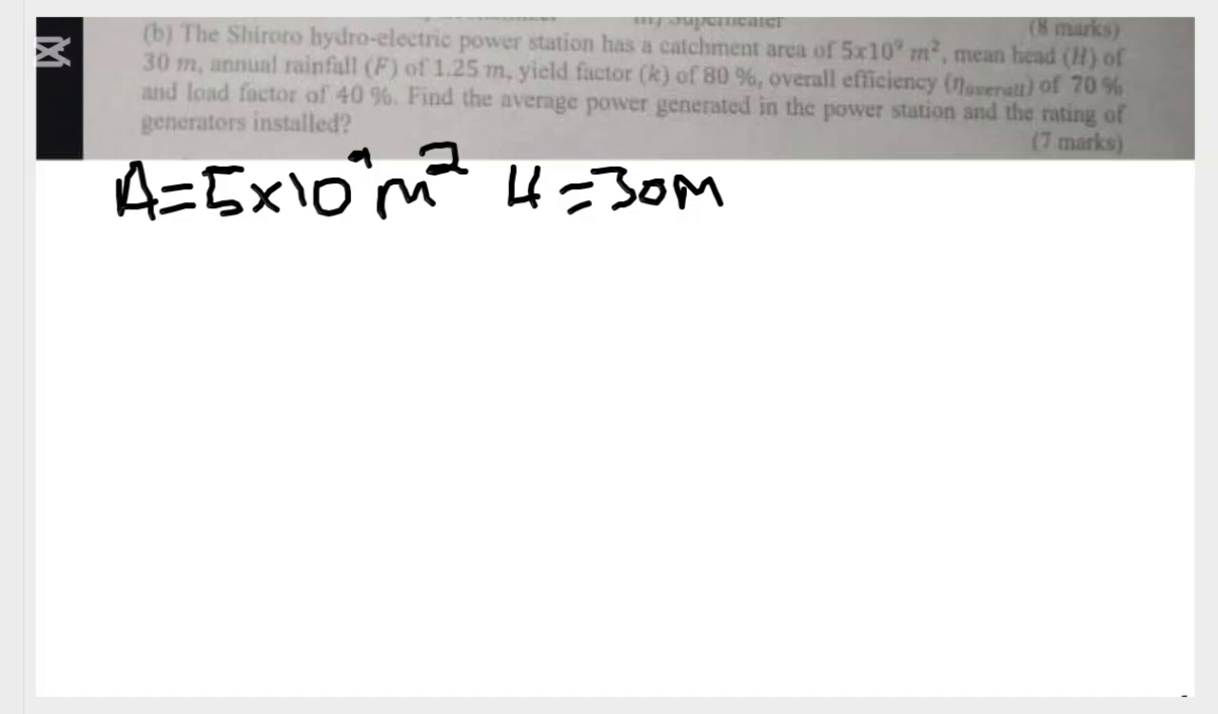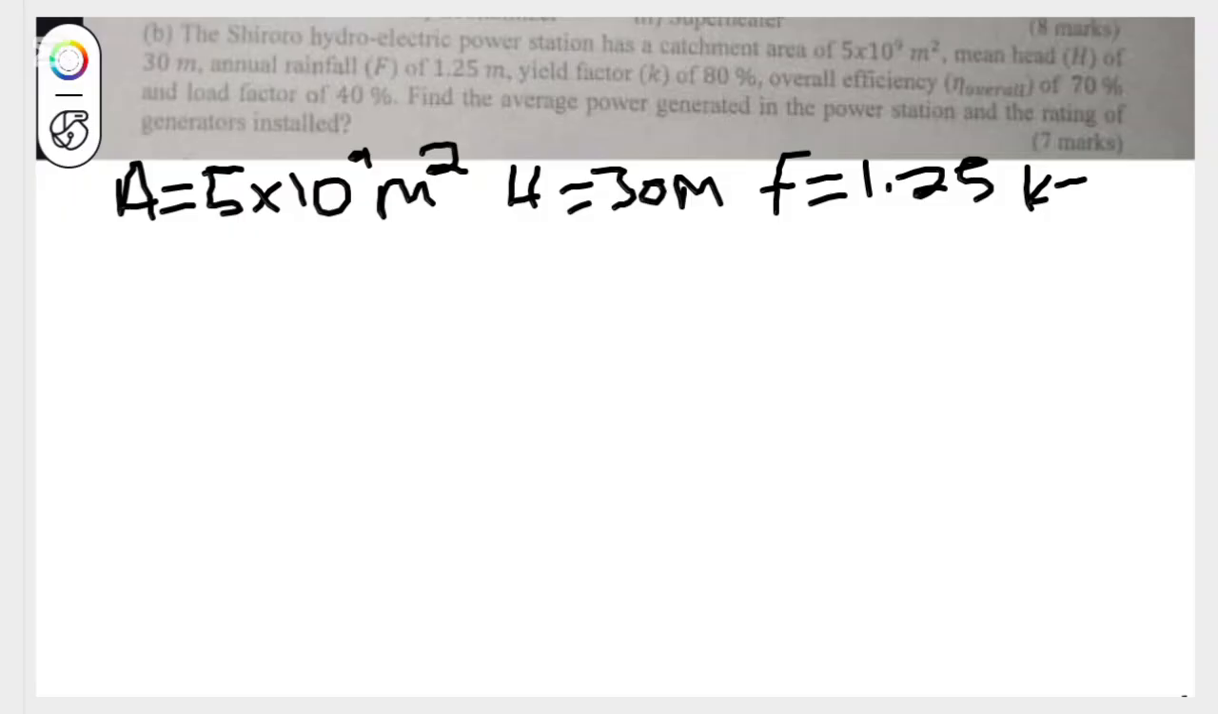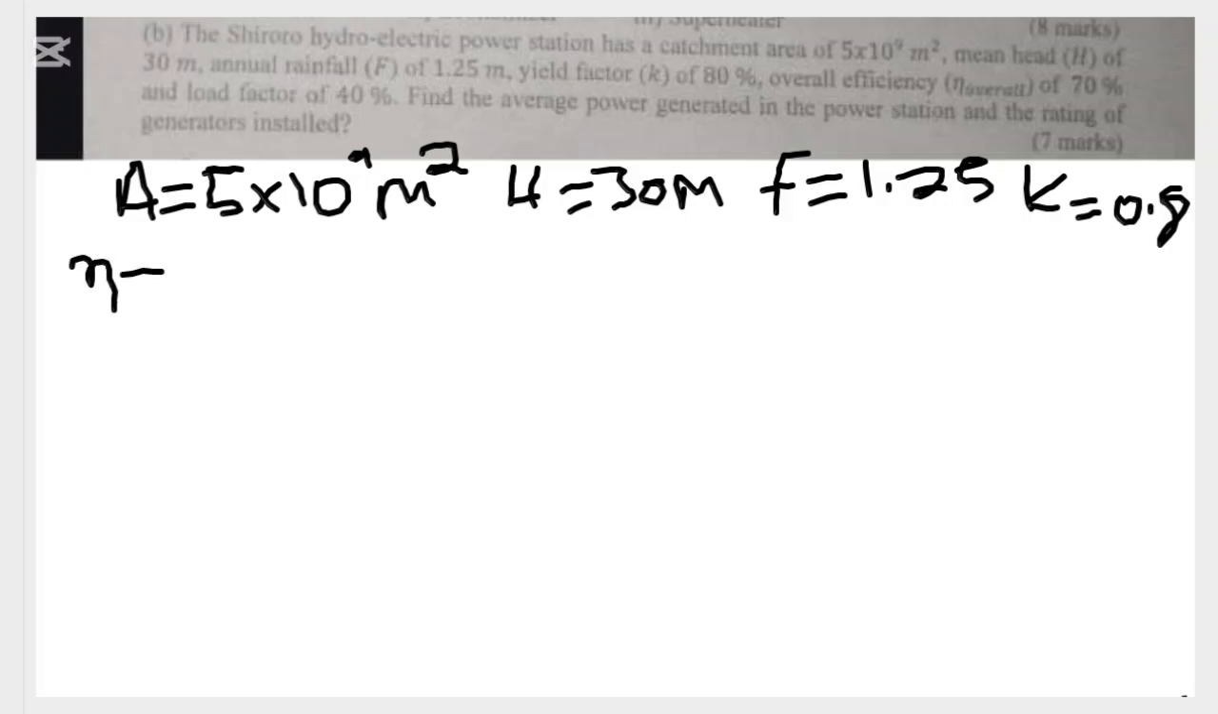Annual rainfall of 1.25 meters. So let's say the annual rainfall is 1.25 meters. Yield factor K of 80%. So K, which is the yield factor, is 80%, and if I convert it, it is the same thing as 0.8. Overall efficiency.